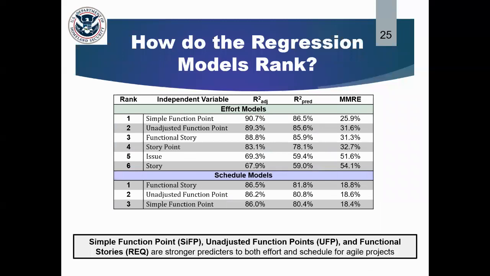Now let's look at how all these models ranked against each other. This is a table that shows most statistically significant to least statistically significant. The results of the ranking show that anything based on functional stories for both effort and schedule outperforms the more popular Agile measures such as story points and issues.